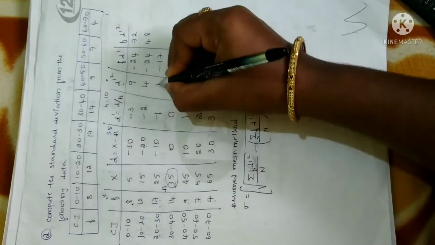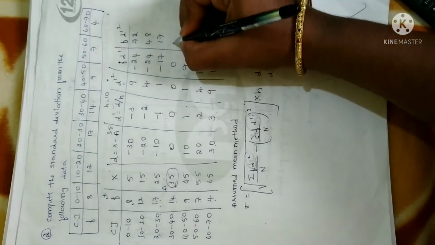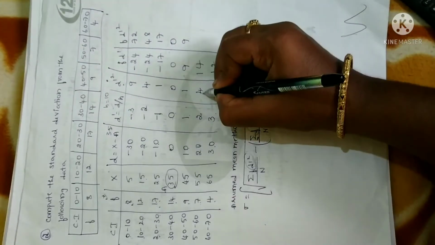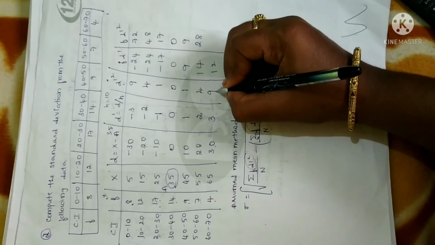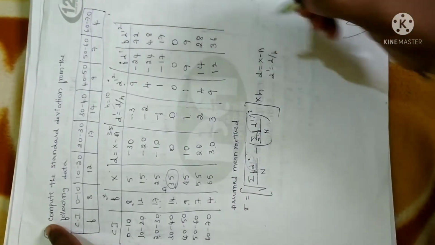Next, 17 into 1 is 17. Next, f is 14 and d dash square is 0, so 14 into 0 is 0. 9 into 1 is 9. Next, 7 into 4 is 28. Next, f is 4 and d dash square is 9, so 4 into 9 is 36. So I have calculated the f into d dash square values.